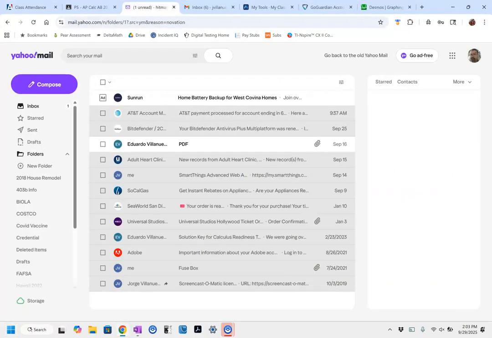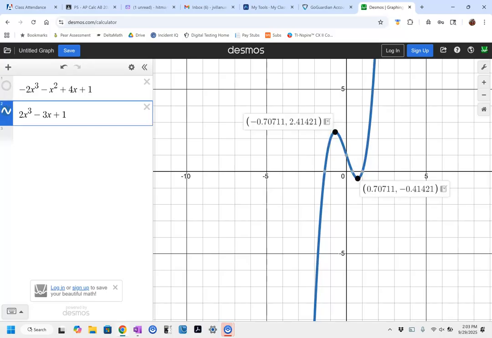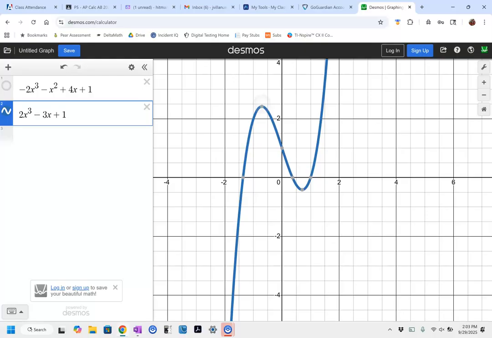Go here. Desmos. Here's the actual solution. So look, the high point is actually at negative 0.7. See the x value? Negative 0.7. The low point is at 0.7. Did I get it right?